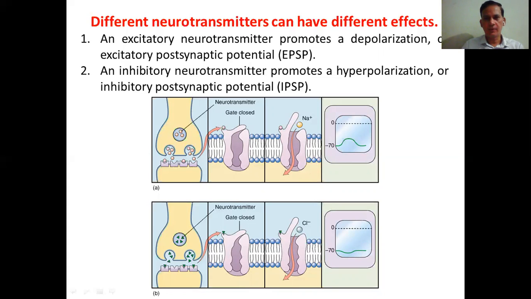And this hyperpolarization can be detected via electrical events. So there is a decrease from the resting membrane potential, that is minus 70 millivolt, and that can easily be detected and identified. It is because of the uptake of the chloride ions.